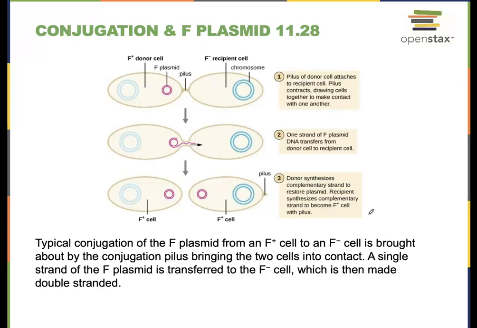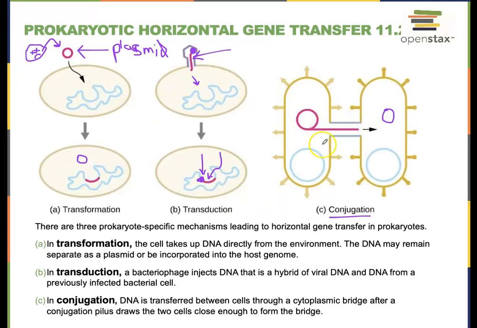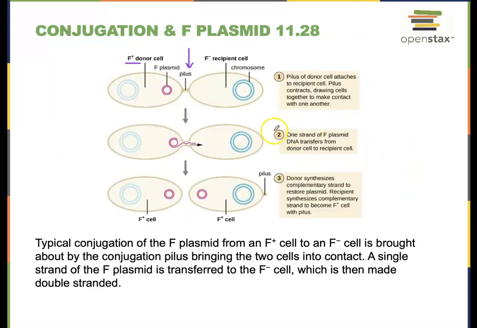So let's learn some terms that go with conjugation. The bacteria that happen to have an F plasmid, F is for fertility, is called an F plus donor. This guy is able to make a pilus. This is also called a sex pilus. But basically it's the ability to make that bridge, this bridge right here. So not all bacteria can make that bridge. This is very much the property of that F plasmid.